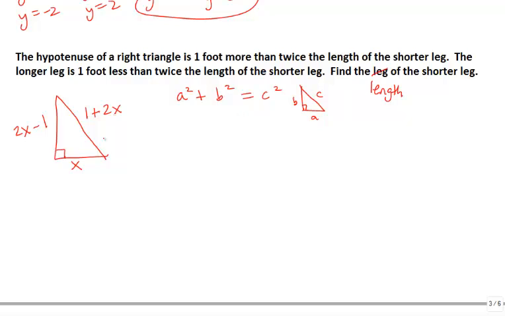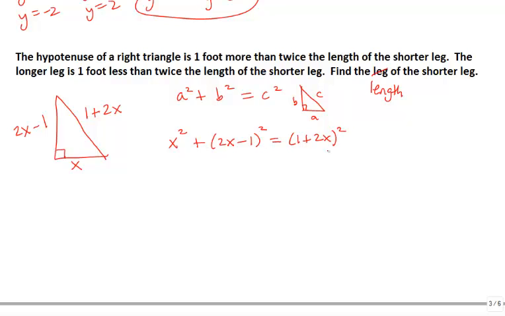So that means these side lengths here have to satisfy this relationship. So I'm going to let A be this x. I'm going to square that short leg, and then I'm going to add to that the square of the longer leg. Now when I square the longer leg, use parentheses. So I want to square that whole quantity, and then I want to square the hypotenuse as well. So I want to use parentheses there also.